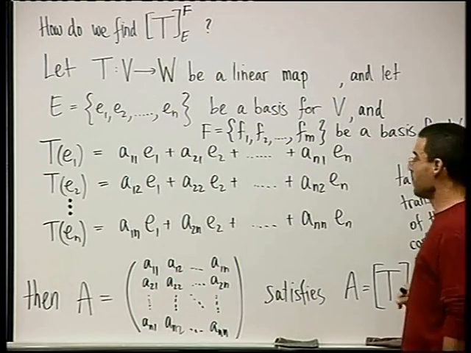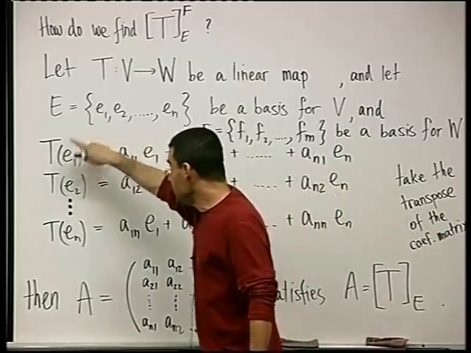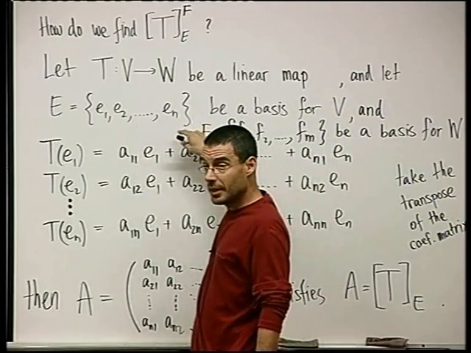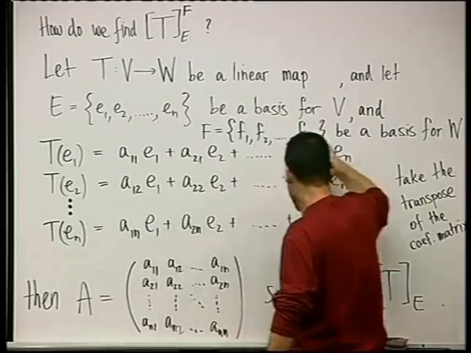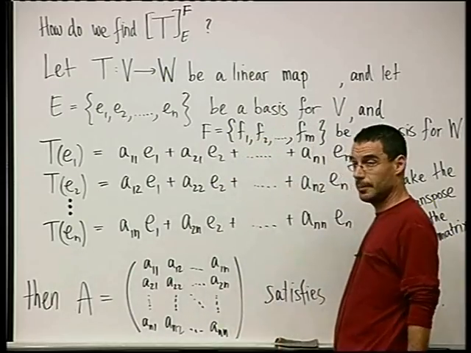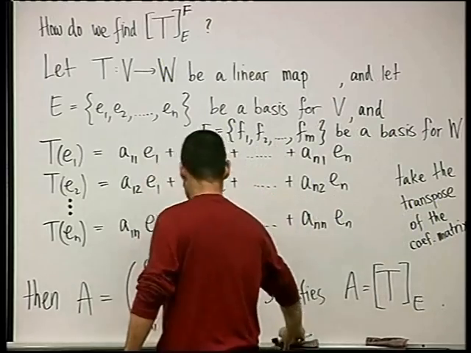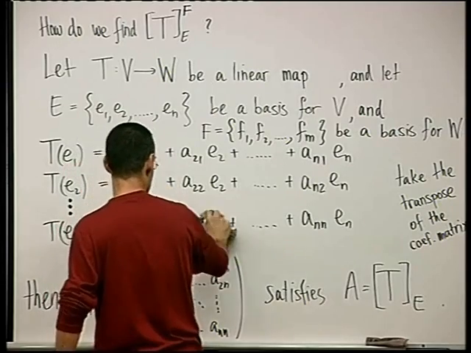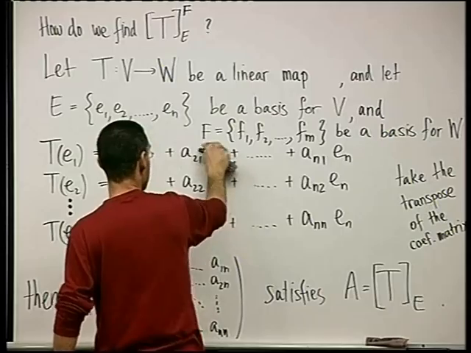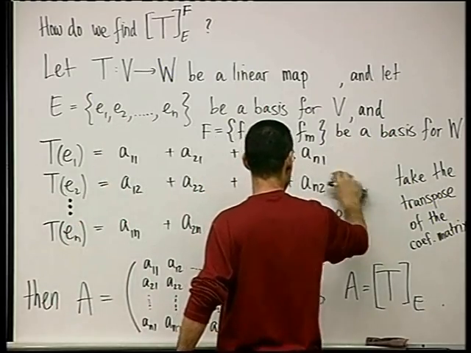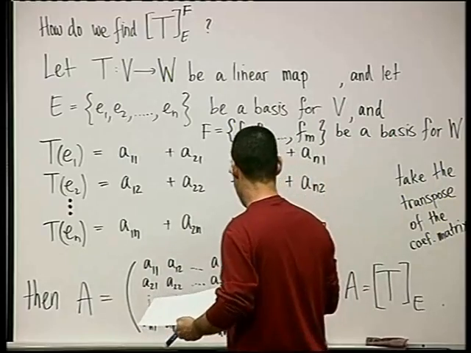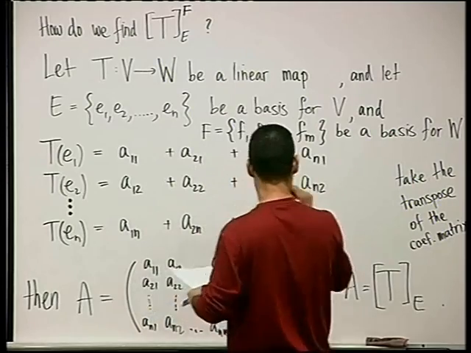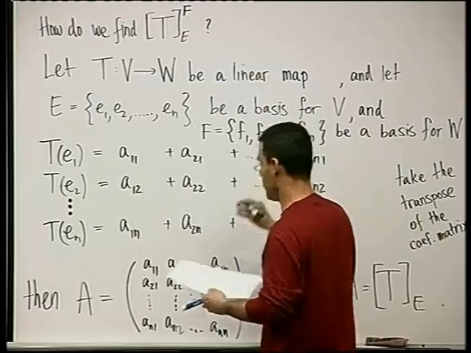Good? Okay. Now I'm going to do T of the EIs, just like here, but they're not going to be linear combinations of the EIs. They're going to be something in W, so they're going to be linear combinations of the FIs. So I'm going to erase all these little E's. And now T of an EI is a linear combination of F's. And in particular, there's one more thing that's going to change. It's going to stop at M. Okay, so let's write it.